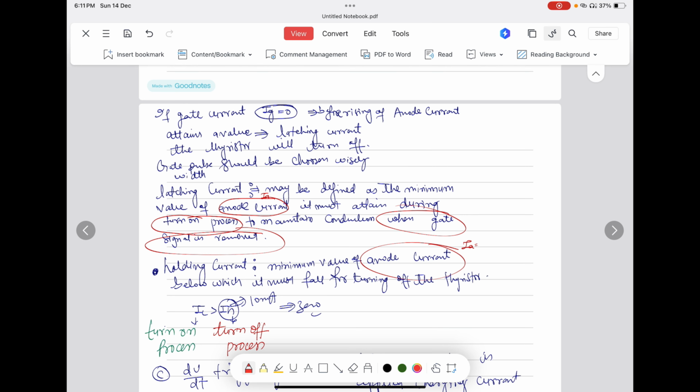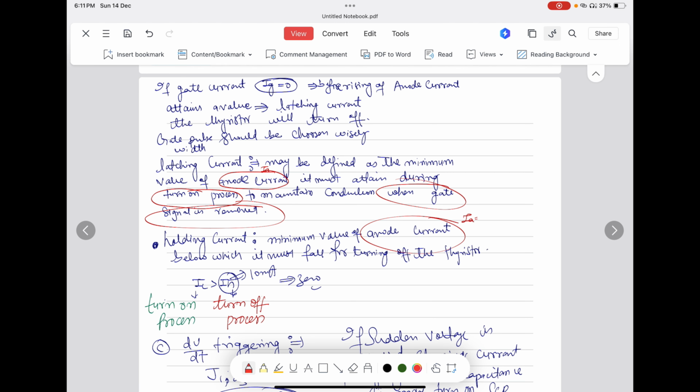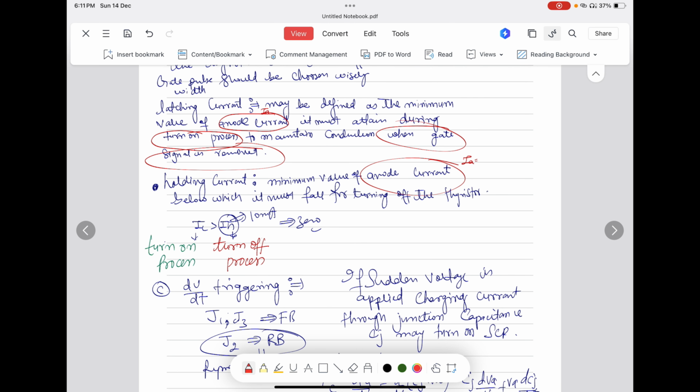If the gate current Ig is equal to 0 before the rising of the anode current, the anode current attains certain values, for example, the latching and the holding current. What is a latching current? Latching current is defined as the minimum value of anode current it must attain during the turn-on process to maintain conduction when the gate signal is removed.